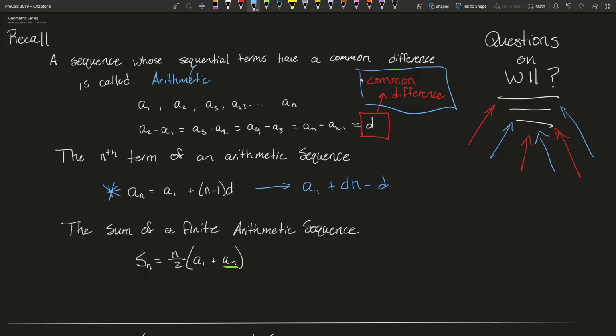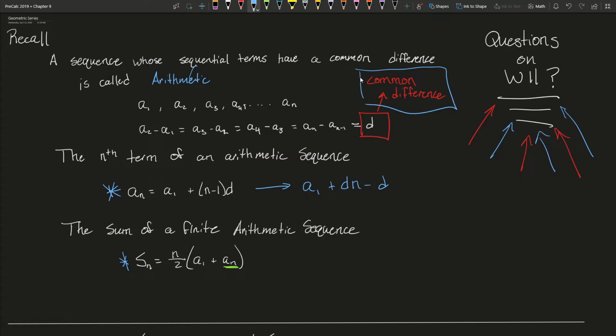The sum of a finite arithmetic sequence is this equation right here. The sum of the first n terms is the number of terms you're summing divided by 2, times the first term plus the last term that you're summing. Basically, you're just taking the average of the first and last terms and then multiplying that by however many terms you're summing. That's ultimately what it boils down to.